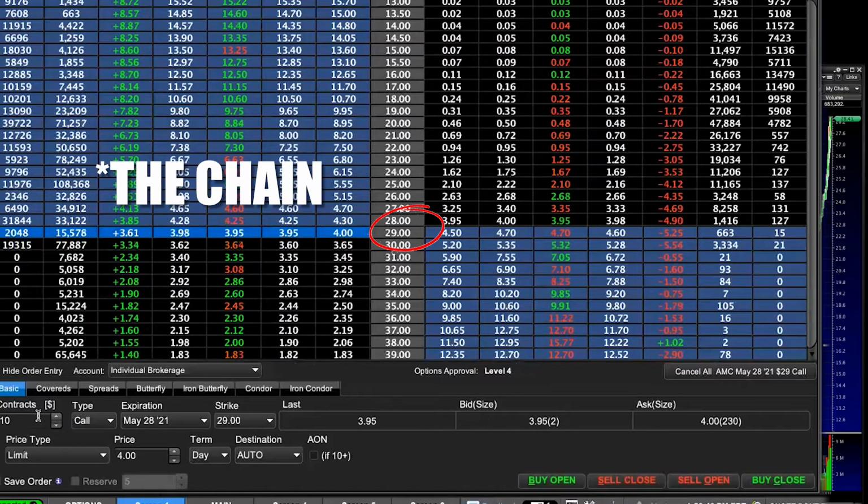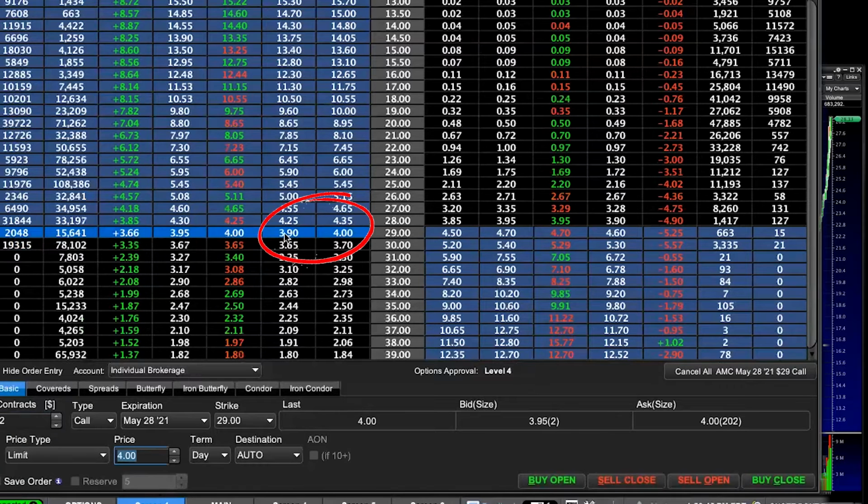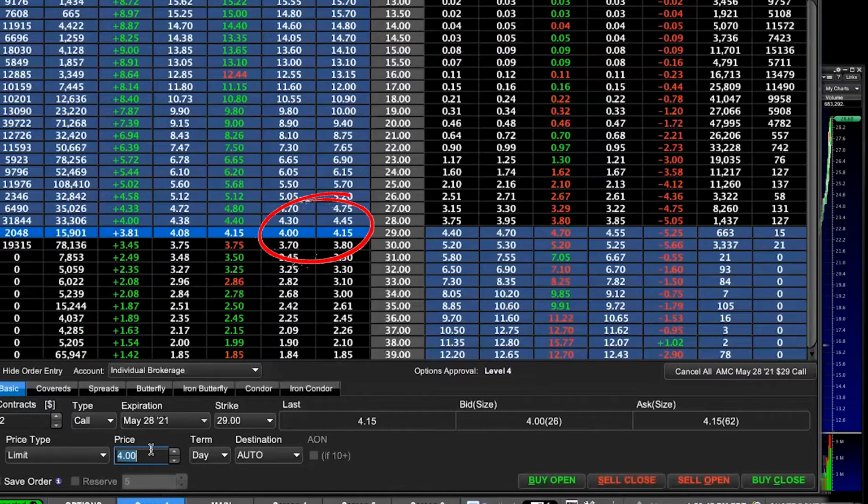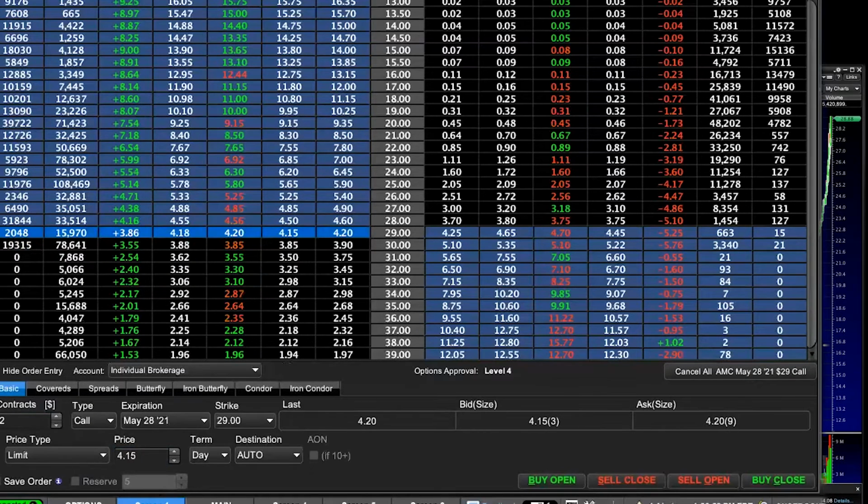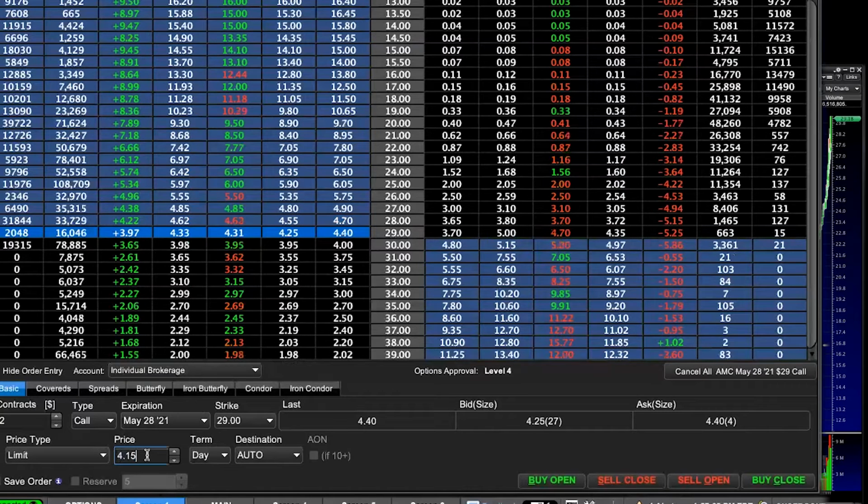I simply double click here, let's say 2 contracts, and you'll see right here the bid and the ask is 3.90 by 4. So I'll say price 4.15 and then hit buy to open. All right, and I just filled 2 contracts at 4.15. So as the stock price goes up, so will the option contract. As you can see, it's slowly going up right now. It's up to 4.25. So what I'm gonna do now, I'm gonna set my price here at 4.2, and I'm just gonna wait for this run to kind of slow down, and then I'll probably sell my option.